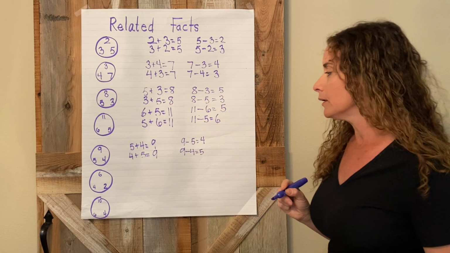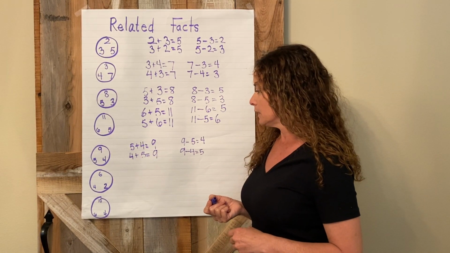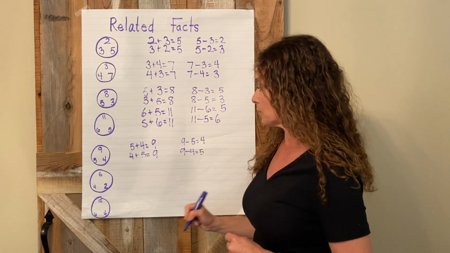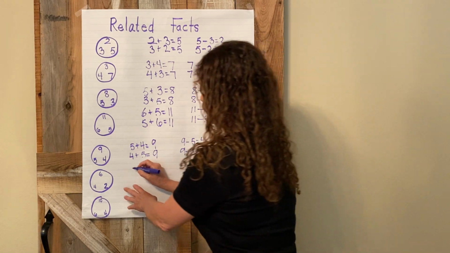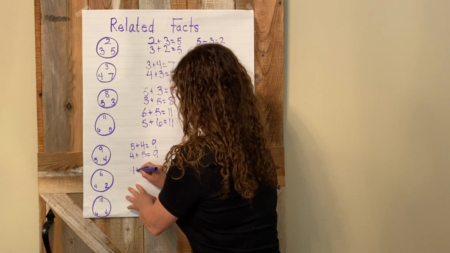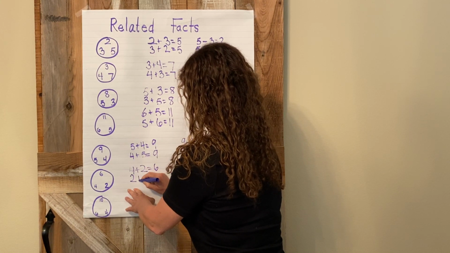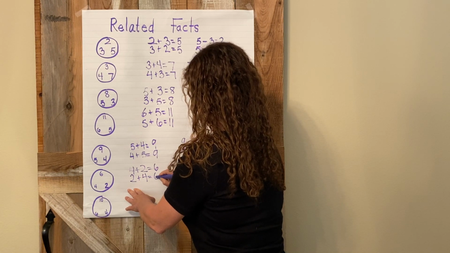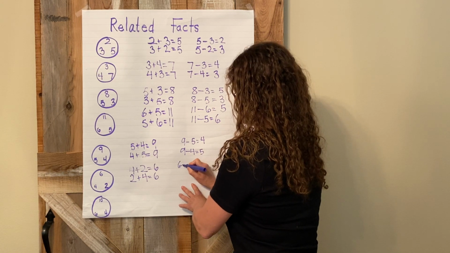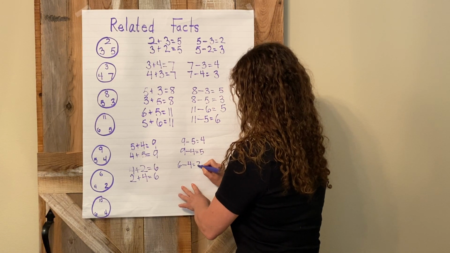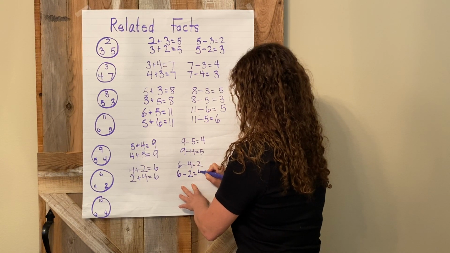Okay, two more to go. We have a 6, a 4, and a 2. This one, the largest number, is going to go with the subtraction problems. I know that's 6, so I'm going to look for the two smallest numbers, which are 4 and 2. 4 plus 2 equals 6, and 2 plus 4 equals 6. Largest number we said was 6. 6 take away 4 equals 2, and 6 take away 2 equals 4.